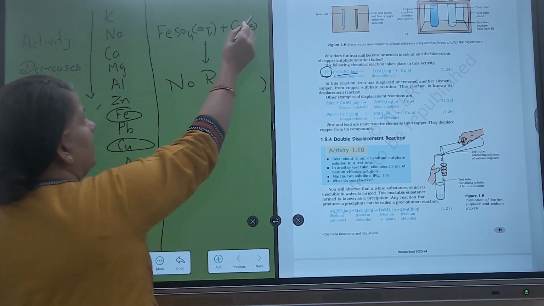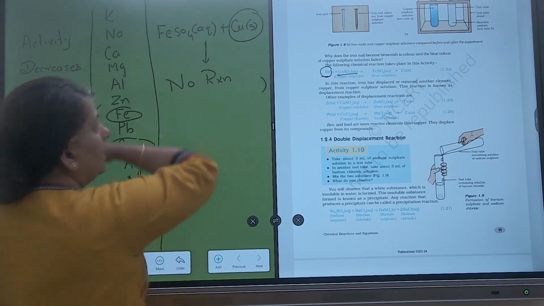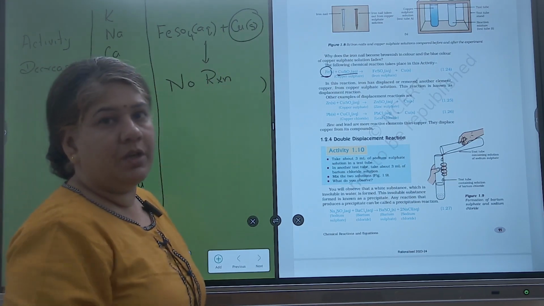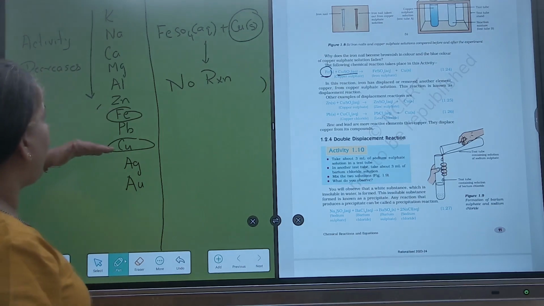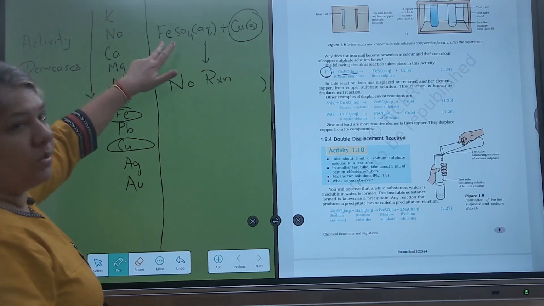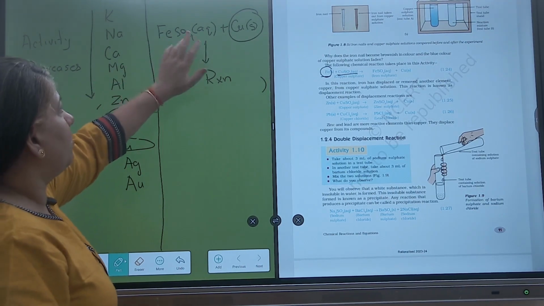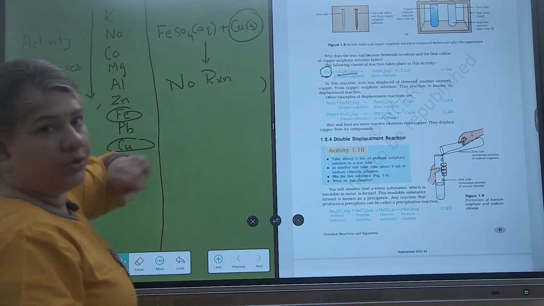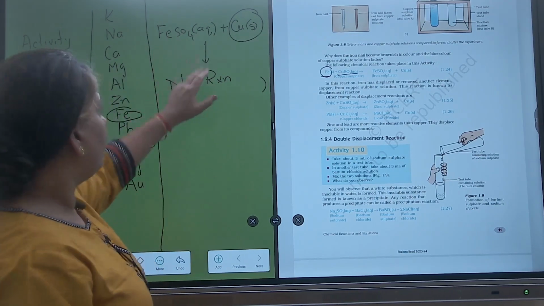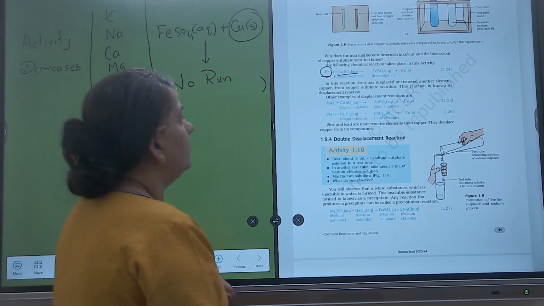So you have to be very careful while mentioning whether reaction will take place or not. In this case, the metal that we are adding to the salt solution is lower in activity as compared to iron, which is present in aqueous salt solution. So in this case, no reaction will take place.